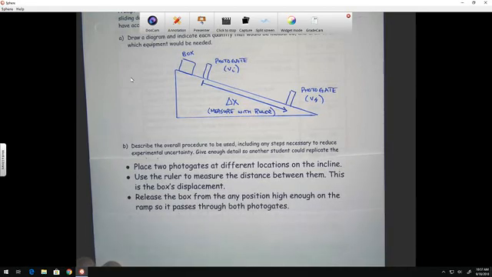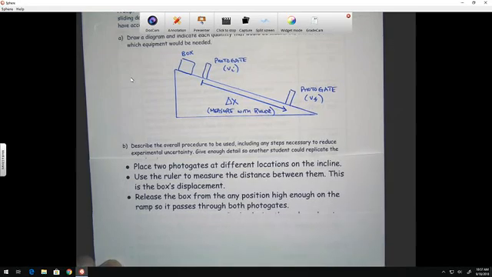Release the box from rest from any position high enough on the ramp so that it passes through both photo gates. If you choose to release the box from a particular location, you can keep repeating from that location. You can always release it from there. You don't need to, but it's probably good experimental procedure to be consistent. So I'm just going to say here that you should release the box from any position high enough so it passes through the photo gates.